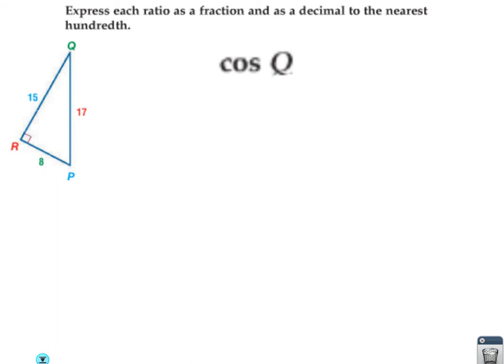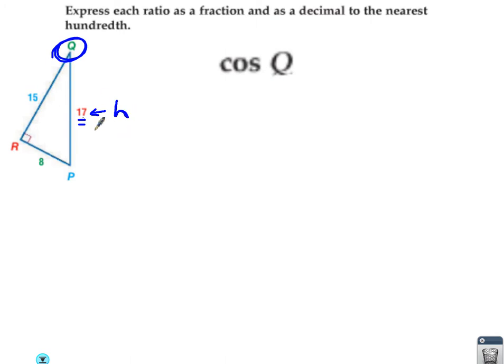Cosine of Q. Matt, what's cosine the ratio of? From your notes, cosine is adjacent to hypotenuse. Matt, what's adjacent to Q? Okay, let's go through the three sides. You have opposite, you have adjacent, you have hypotenuse. Matt, which one's the hypotenuse? It's always the longest side, right? Or it's always the one across from the right angle. So this is H.